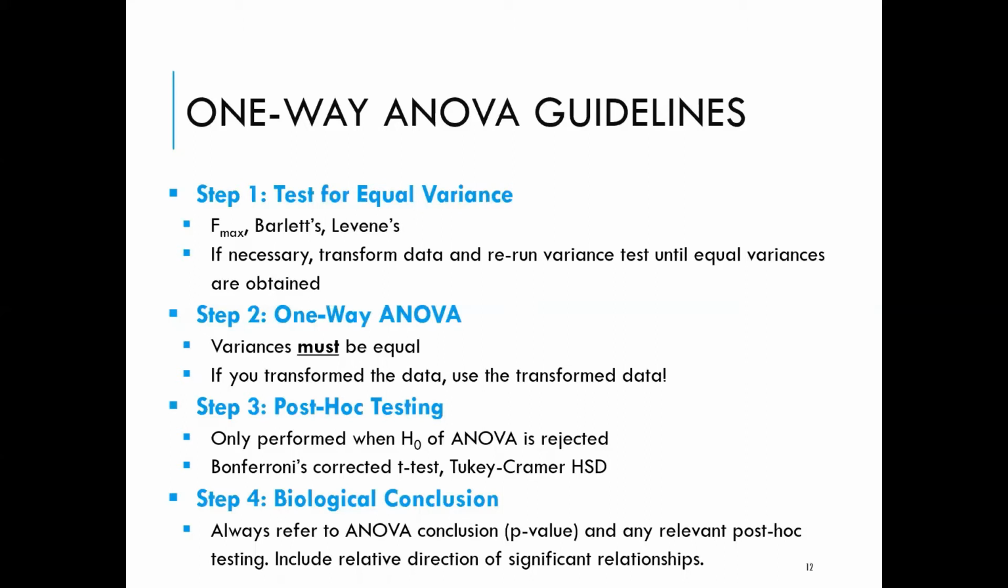Again, the data input to the one-way ANOVA must have equal variances. So if the data was transformed in order to achieve equal variance, you must use the transformed data in the one-way ANOVA. Step 3 is to do any post-hoc testing if the null hypothesis of the ANOVA is rejected. This would be with the Bonferroni's corrected t-test or the Tukey-Kramer HSD test. Finally, you make your biological conclusions.